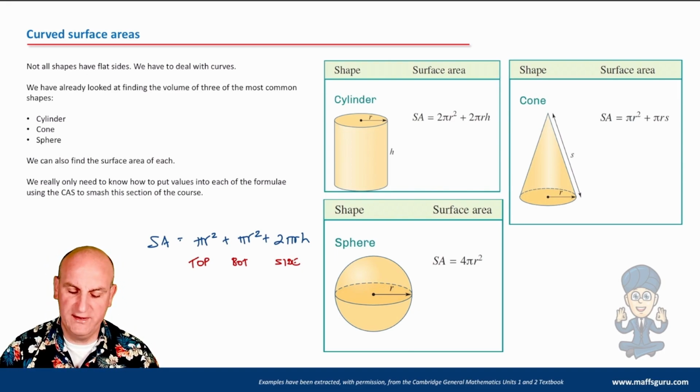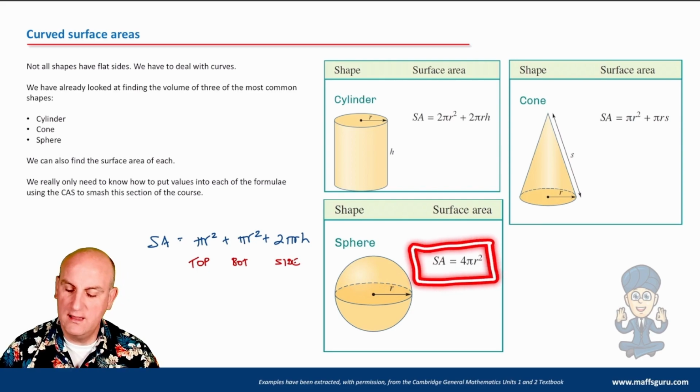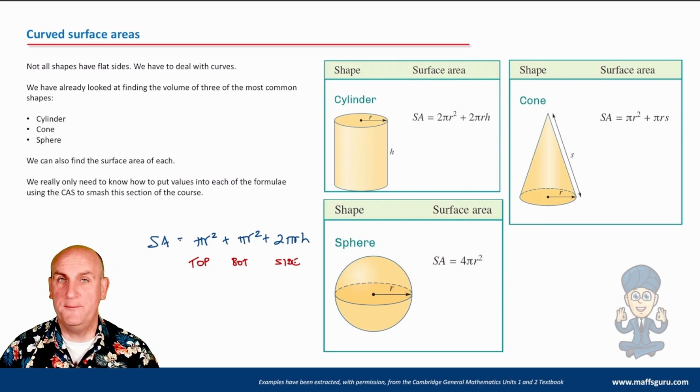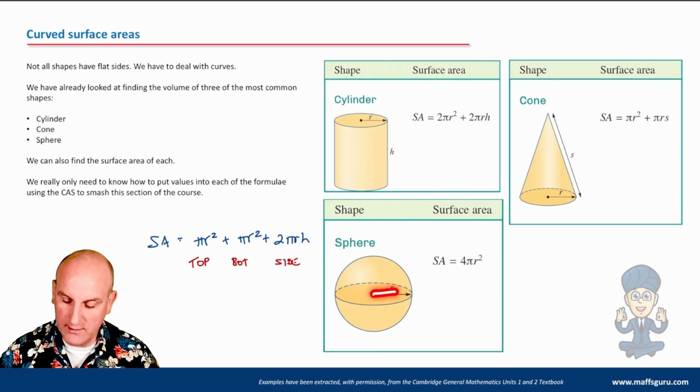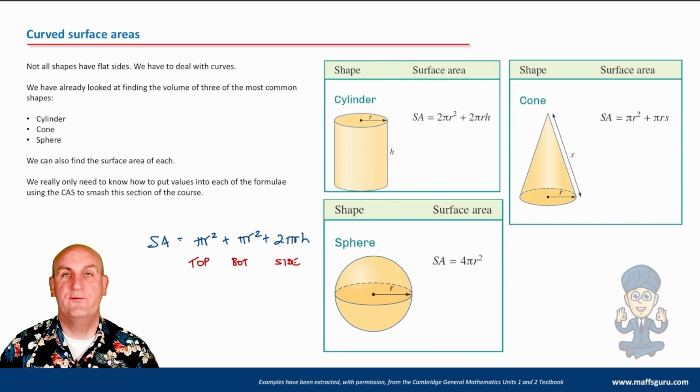What else we got here? We got a sphere, nice and easy with a sphere, right? It is 4 times pi times r squared. And what is r? Radius, yep. So when they've given you the radius of the sphere, all you need to do is square it, times it by 4 and pi. And again, that pi button is on your calculator.